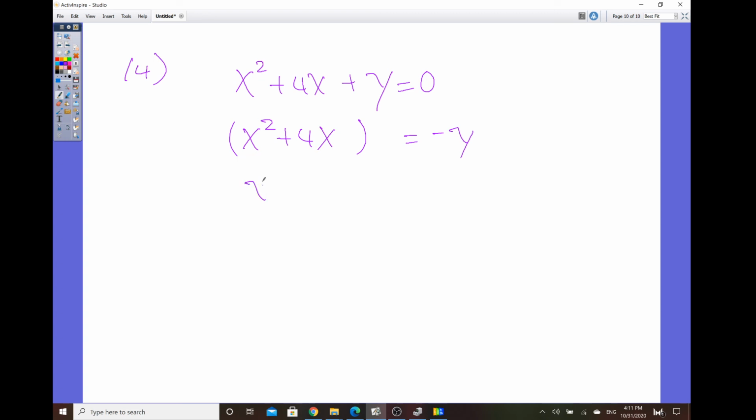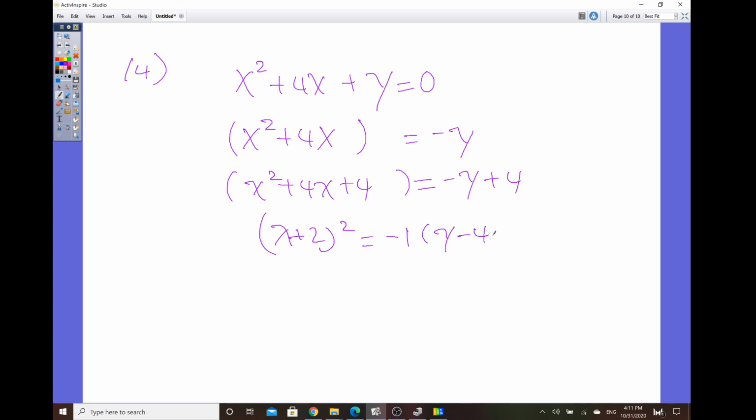So complete the square. We have x squared plus 4x plus 4. Add 4 on both sides. And then you want to factor it. So x plus 2 quantity squared equals negative y plus 4. Take out the greatest common factor, so negative 1 times y minus 4. Again, this one is going to be a vertical parabola. So h comma k, we have negative 2 comma 4. And then p equals negative 1, so solving for p, we have p equals negative 1 over 4.